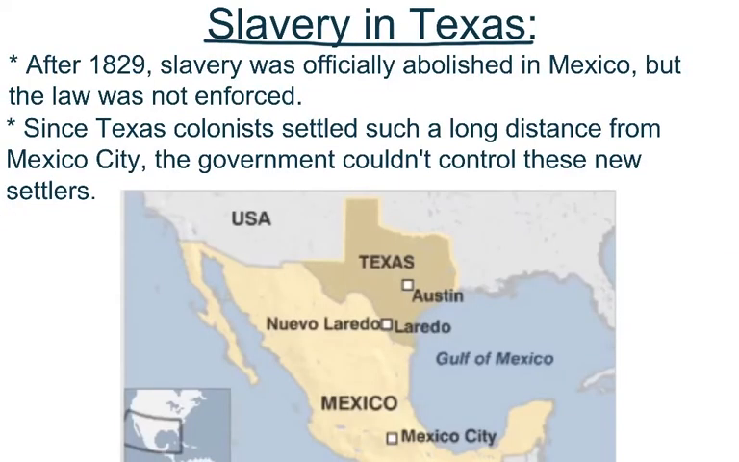After 1829, slavery was officially abolished in Mexico, but the law was not enforced. Here's Mexico City, the capital, and Texas being there. Colonists were at such a distance from Mexico City that the government could not control these new settlers. They couldn't watch over them to see if they were following the slavery law, practicing Catholicism, or were colonists of good and moral character. There were too many new colonists and not enough government control.